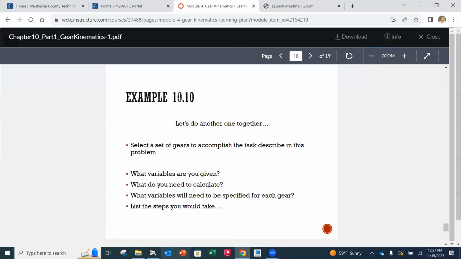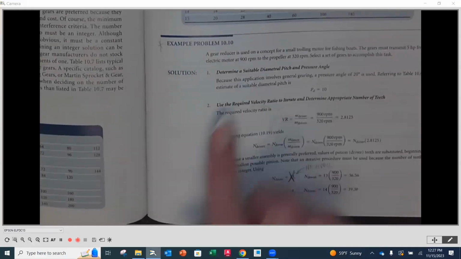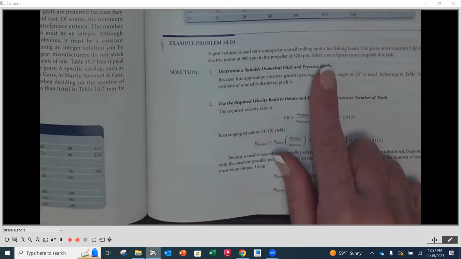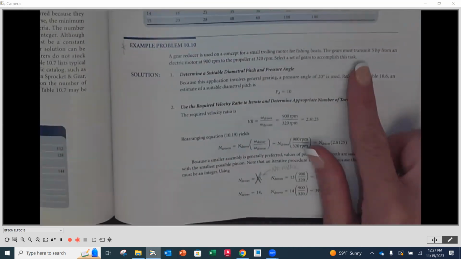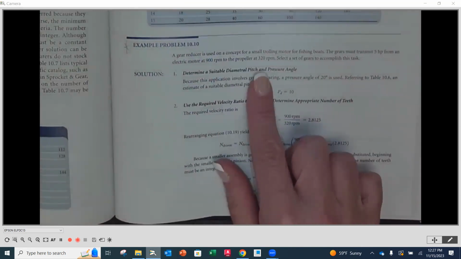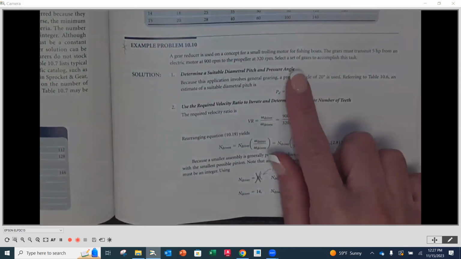Yep, looking at 10.10. So here, it says we have a speed reducer. Our gear reducer is used on a concept for a small trolling motor for fishing boats. The gears must transmit 5 horsepower from an electric motor that goes 900 RPMs to a propeller at 320 RPMs. Okay, so our input is at 900 and our output is going to be at 320. We want to select a set of gears. So when we talk about a set of gears, just a pinion and a gear that are going to accomplish this task. So when I go from my input, the 900, my output is going to be going 320.